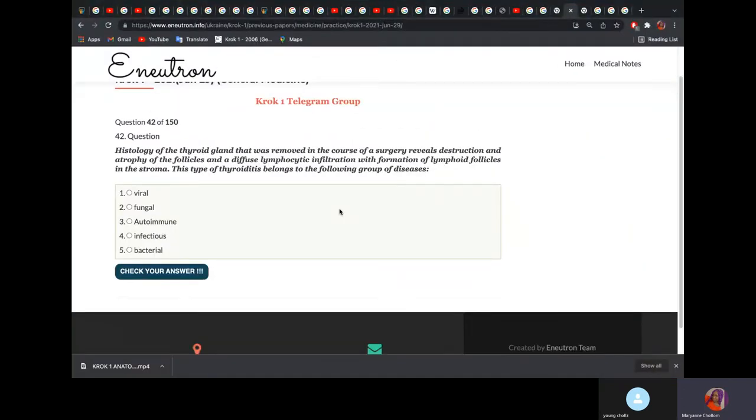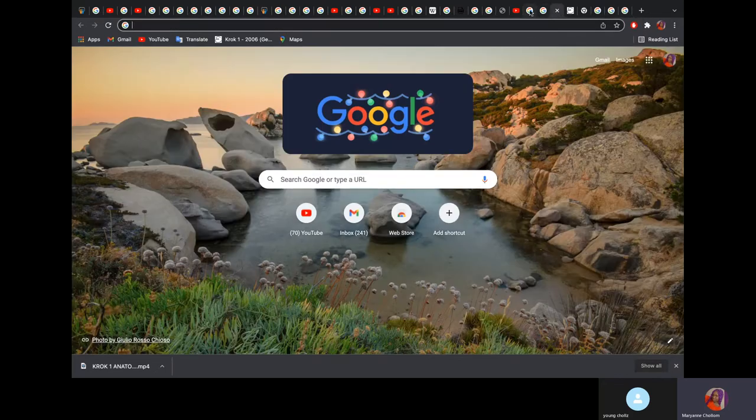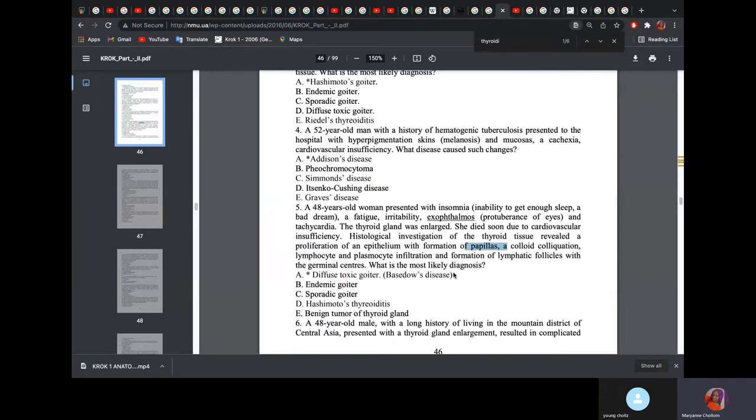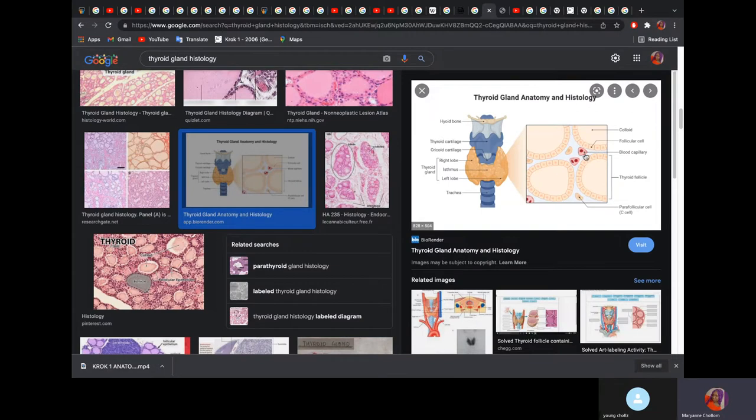But what should you know? In Graves' disease, they will talk about papillae formation. So if you look here, you can see in Graves' disease, also called Basedow disease or diffuse toxic goiter, what did they write here? Proliferation of epithelium, formation of papillae. But in Hashimoto's disease, there will be atrophy of the thyroid follicles, but there will be formation of lymphatic nodules, also called lymphatic follicles, in the connective tissue. You have papillary formation in Graves' disease.